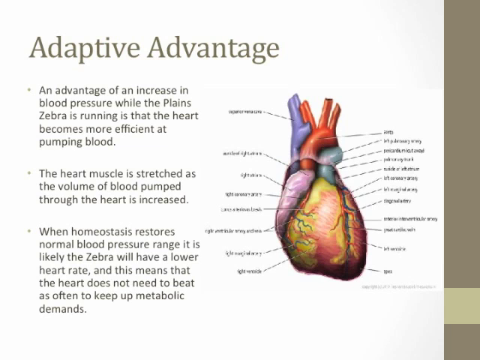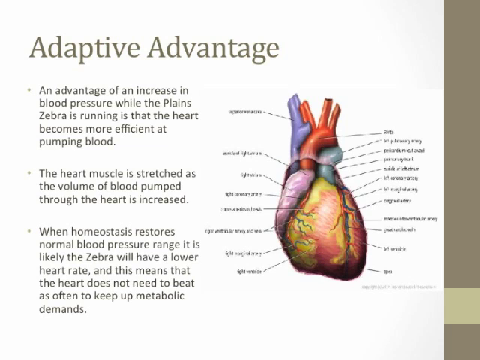The heart becomes more efficient at pumping blood because while exercising, physiological changes are occurring to meet the zebra's increased metabolism. As the volume of blood running through the heart increases, this stretches the heart muscles and makes it contract harder, increasing cardiac output. As a result of homeostasis, when the zebra's blood pressure increases, the feedback loop explained previously occurs to restore the normal blood pressure range.